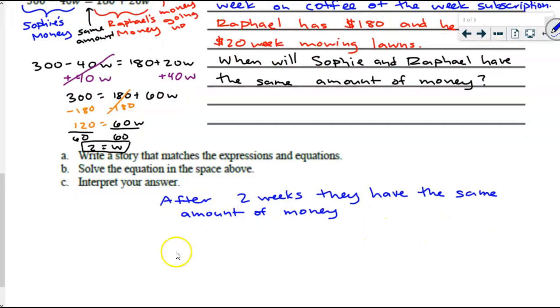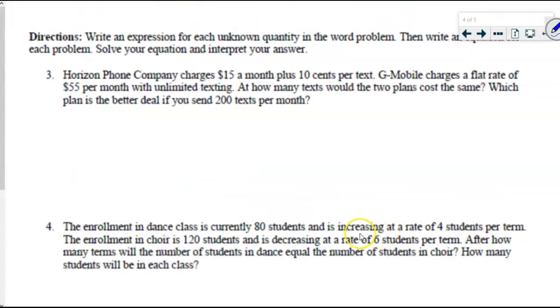Let's move on to the next set of problems, where this time the story is written, and we're going to take the story that is written and write our own equations. So Horizon Phone Company charges $15 a month plus 10 cents per text. G-Mobile charges a flat rate of $55 per month with unlimited texting. At how many texts would the two plans cost the same?